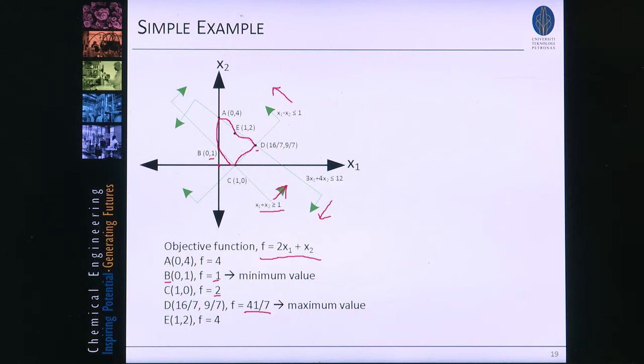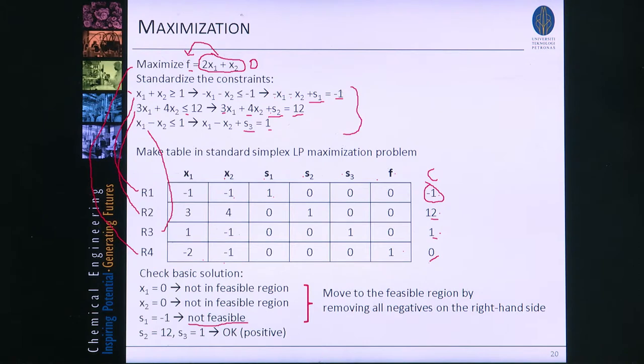This shows that with our initial conditions we are not in the feasible region. We know that this is the feasible region, and we are here now, at the point where x1 and x2 equal 0. So how do we move from here into the feasible region? This is the use of step number 6 that we discussed before. We find the most negative, removing all the negatives on the right hand side of the equation. There's only one negative on the right hand side in this case, so we have to make this positive.